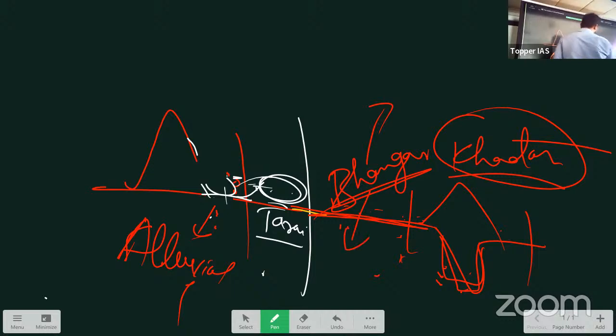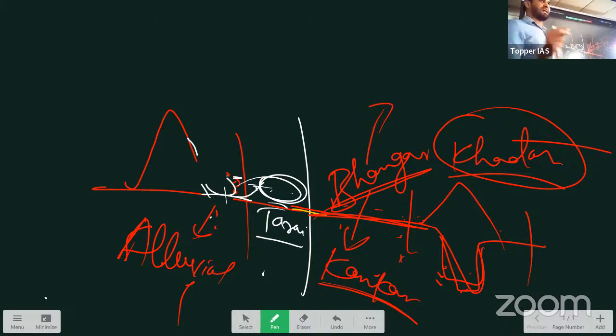Bangar has one more important point. Bangar has kankar. Kankar means lime deposition, a calcium deposition area. Correct? So Khadar is more fertile than Bangar. But both of them are fertile overall because they are alluvial soil brought by rivers, so it has high minerals. Understand this? You can go and read further about it. Nothing much beyond this. Just revise once.